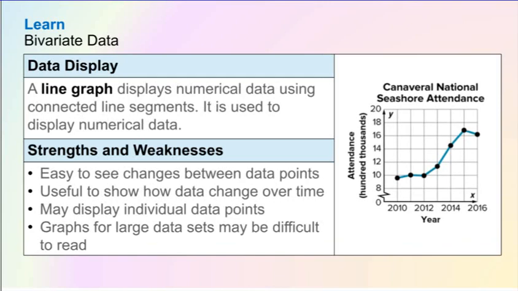Next is a line graph that displays numerical data using connected line segments. It's easy to see changes between data points as you can see the slope from one point to the next. It's useful to show how data change over time. So that's the key part with line graphs. You use it for change over time. It may not display individual data points, and graphs for large data sets may be difficult to read. So if you have hundreds of points on one plane, and they're all stacked together, it can be difficult to read.